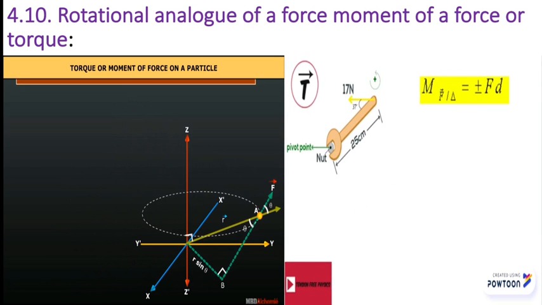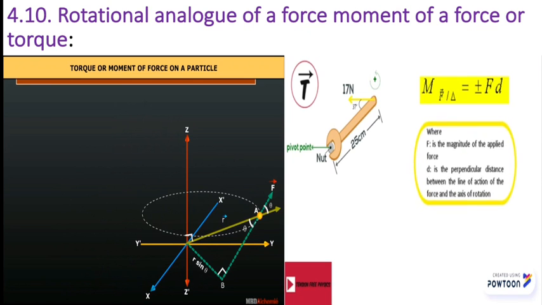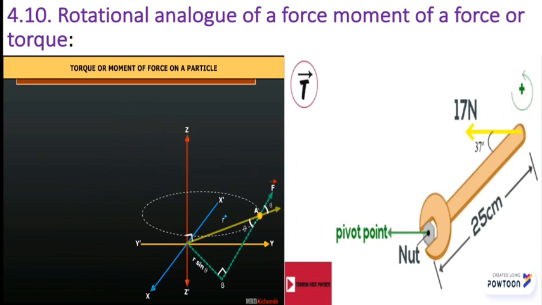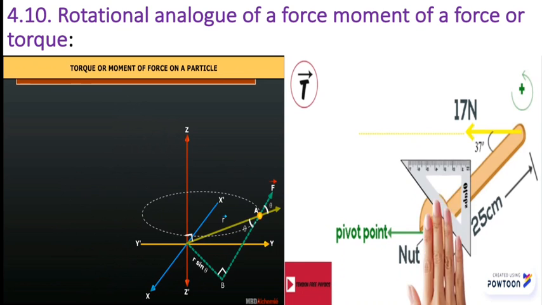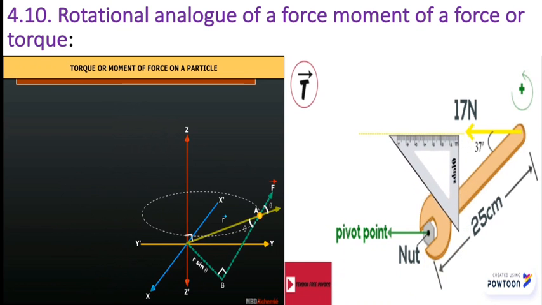The moment of a force about fixed axis delta is equal to plus or minus F times d, where F is the magnitude of the force and d is the perpendicular distance between the line of action of the force and the axis of rotation. We still have to find the distance d. We extend the line of action of the force, then we put one of the sides of the set square on the line of action of the force, and we move the set square until we reach the pivot point.